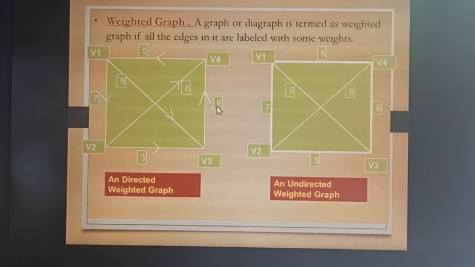So there are many paths from a source vertex to a destination vertex, and I have to choose the shortest path. For choosing the shortest path, you have to take its cost, its weight. That's why a weighted graph is used.